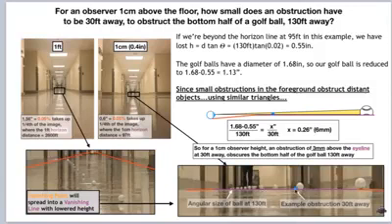Now if I were to have a small obstruction, say this size right here, this little blue triangle, how big does that have to be to completely obstruct this ball at 130 feet away? I have to assume that I've lost some information of this golf ball due to diffraction.